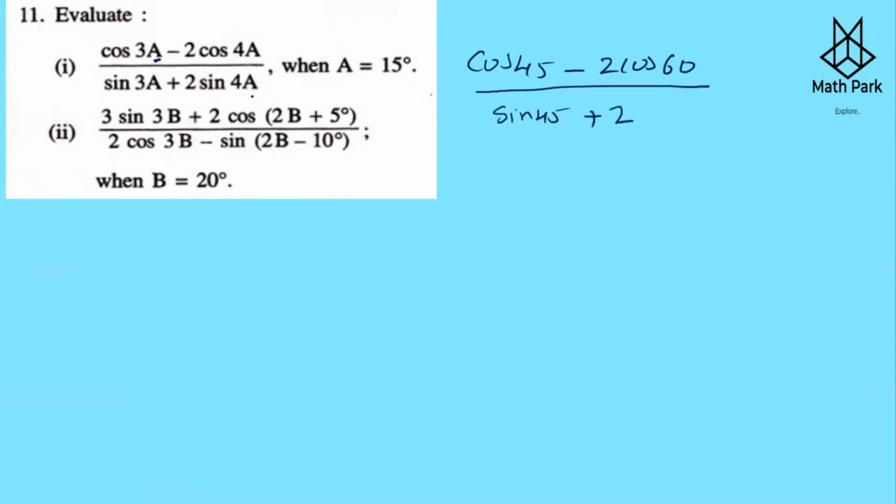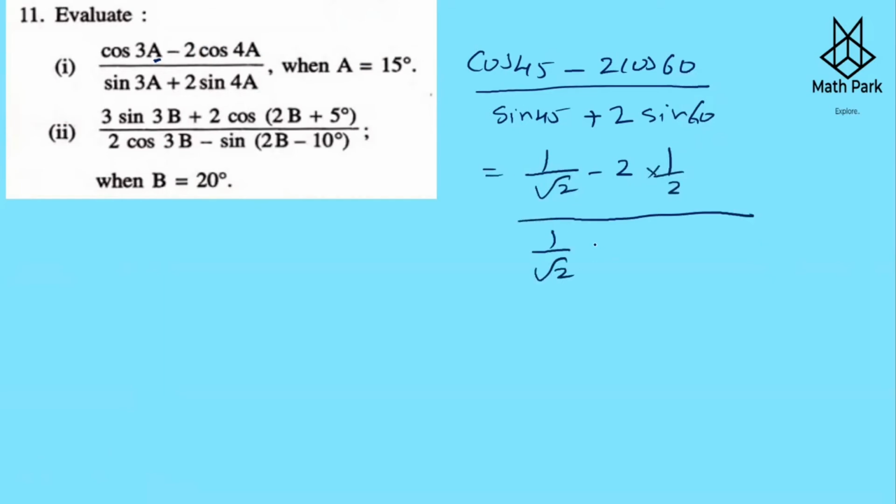So 2 sine 4 times 15 is sine 60. Okay, we are supposed to evaluate this. Now what is the value of cos 45? So we know that cos 45 is 1 upon root 2 minus 2 cos 60. Now cos 60 is 1 by 2, so 1 upon root 2 minus 2 times 1 by 2, upon sine 45 is 1 upon root 2 plus 2 sine 60.